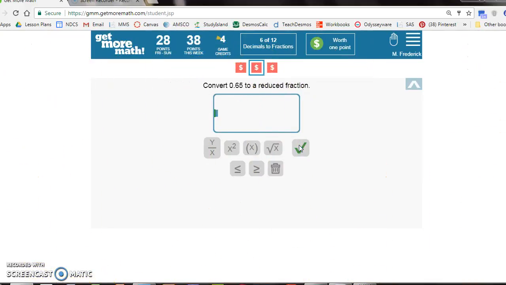Convert 0.65 to a reduced fraction. Again, this will be 65 hundredths, so 65 over 100. We can simplify this. These numbers are both divisible by 5. So taking a look at this, 5 goes into 65 13 times. 5 goes into 100 20 times.